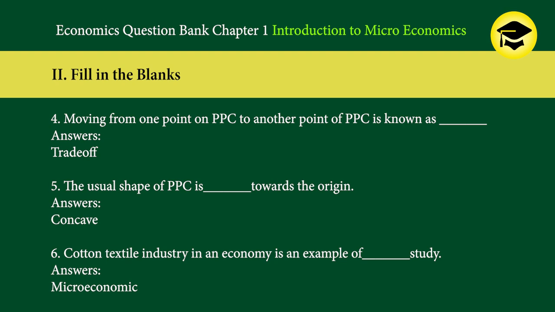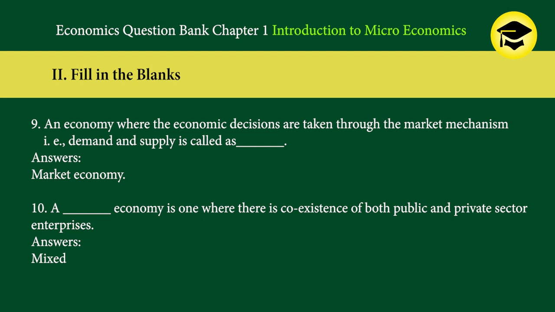6. The cotton textile industry in an economy is an example of blank study. Answer, microeconomic. 7. Blank is a schedule that shows various combinations of two goods which can be produced by an economy with given resources and technology. Answer, production possibility schedule.